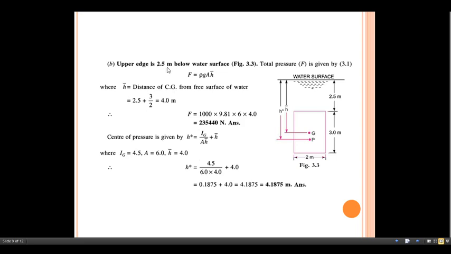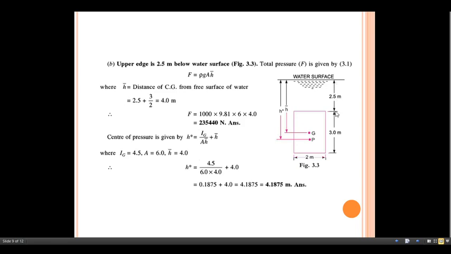So in this case, the upper edge is 2.5 meter below the water surface. So total pressure F is given by this formula. Once again, F equals rho g into A into h bar. What about the h bar distance? H bar distance is nothing but 2.5 distance is added.